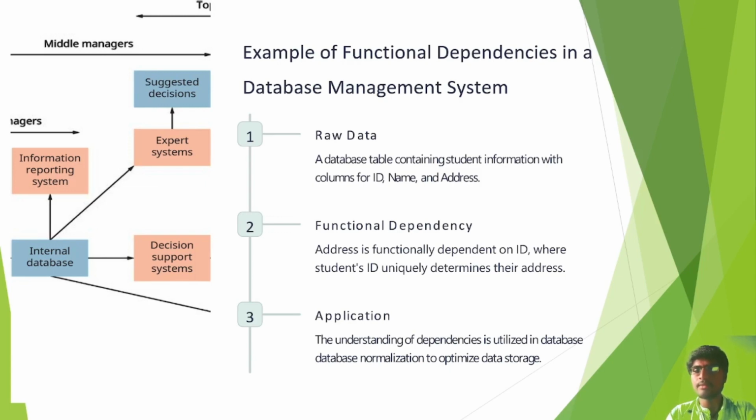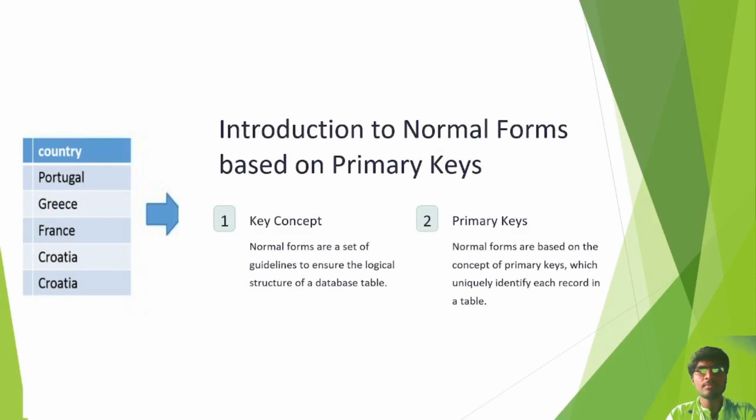In application, the understanding of dependencies is utilized in database normalization to optimize data storage. Introduction to normal forms, based on a primary key. Here you can see that the countries are Portugal, Greece, France, Croatia, and others. They are like a primary key. No country names are repeated, right? If we are Indians, does any other country have the name India? No, right? None has the same.